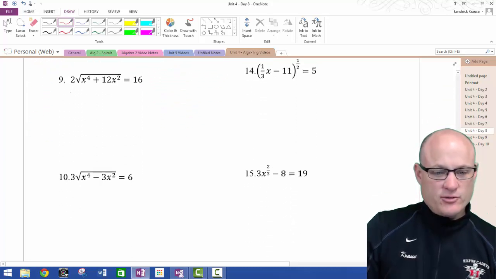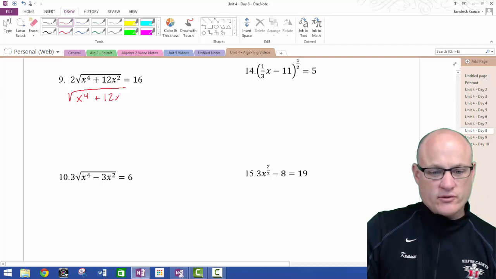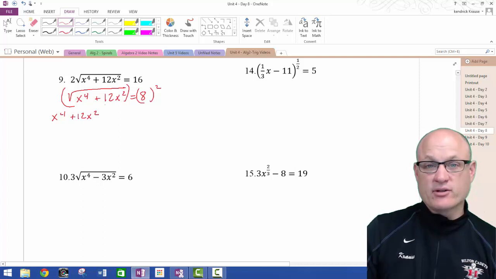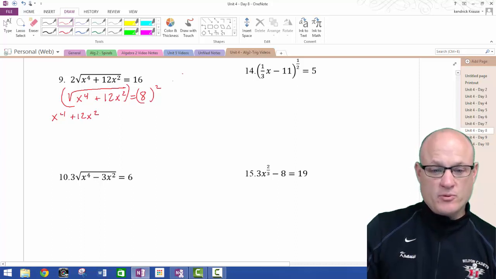So we're going to divide by 2, so I get the square root of x to the 4th plus 12x squared equals 8. Then I'm going to square both sides. So I get x to the 4th plus 12x squared. Now in an effort to save a little bit of space here, I hope you can agree that that's 64. And we're going to end up bringing that to the left side. So we're going to end up subtracting and get minus 64 equals 0.